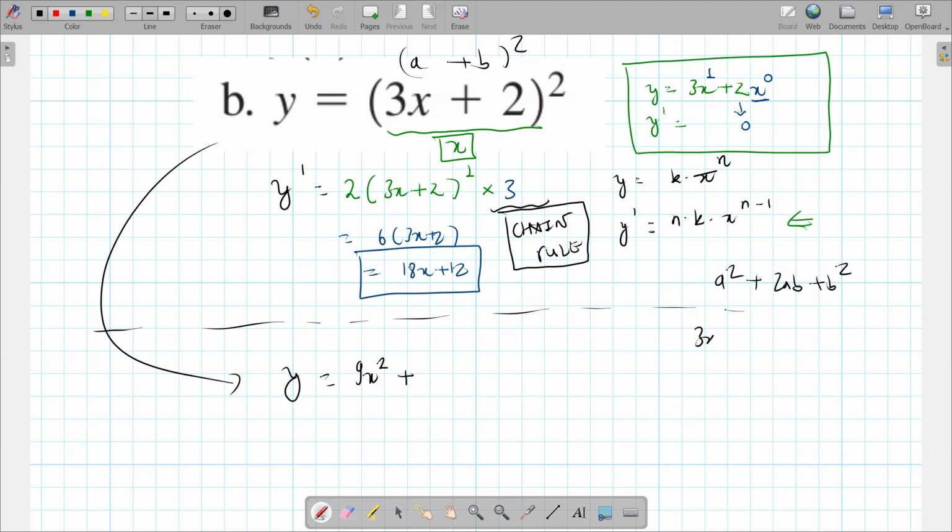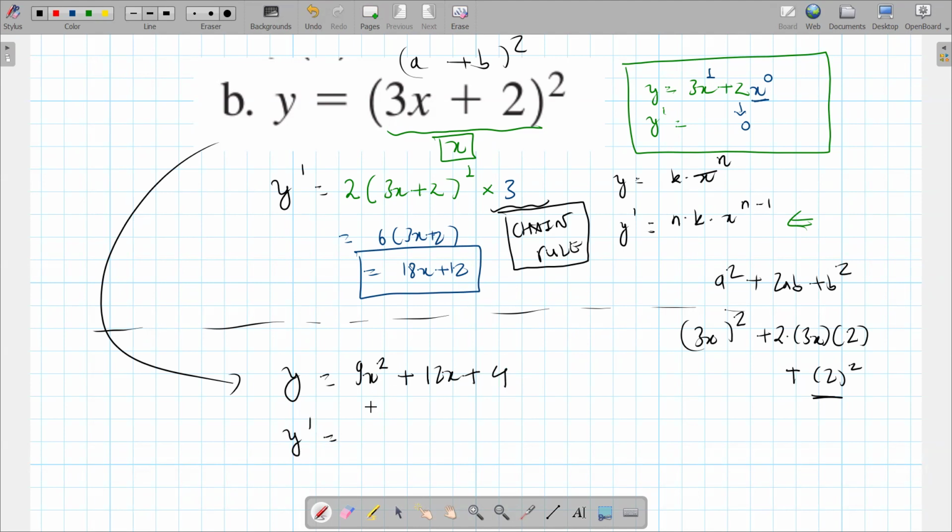So let me just show you what I'm doing. So a squared is (3x) squared. 2ab is 2 times 3x times 2, plus b squared, which is 2 squared. So (3x) squared is 9x squared. 2 times 2, 4, times 3x is 12x. What's b squared? It's 4. Now this is our y, okay? This is just the original function. Now let's take the derivative.